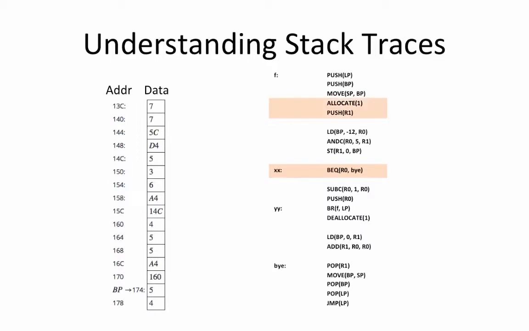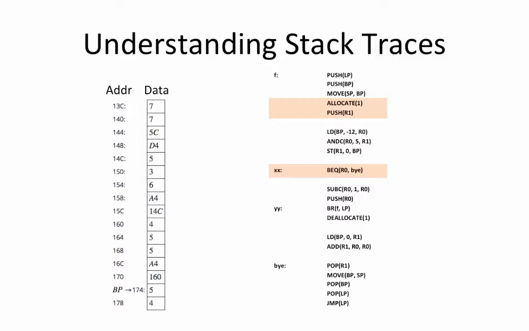We see that after the BP was updated to be equal to the SP in the move operation, two additional entries were made on the stack. The first was an allocate instruction which allocated space for one local variable, thus making the SP point to location 0x178.